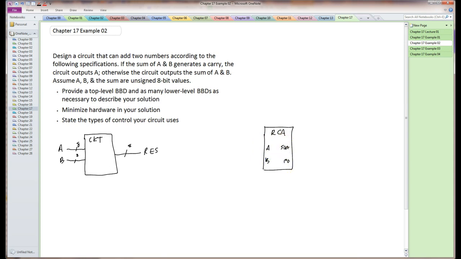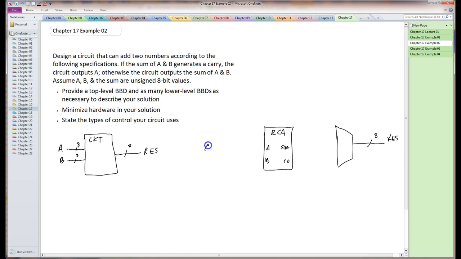The circuit, we can see, is making a choice, so it's either outputting A or the sum of A plus B. That means it's outputting one of two things. It's making a selection, so it necessarily needs a mux. The output of that mux is going to be the output of the final circuit. So we're getting there. I think that's all we need. If we need something else, we can add it.